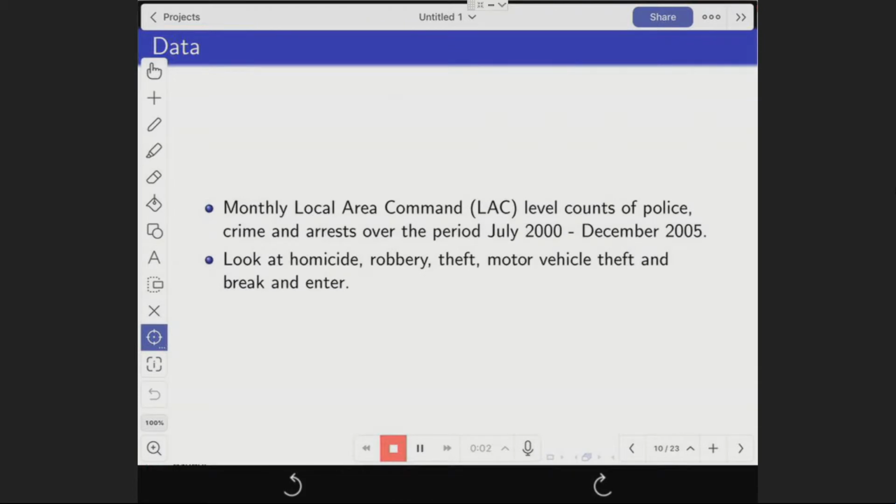Okay, so the data that we use in the study is very simple. We look at monthly local area command level counts. A local area command, as you almost definitely already know, is just a police jurisdiction, of police officers, crime and arrests over the period July 2000 to 2005. Why this period? It'll become clear soon. What crimes do we look at? The same ones I said before. So homicide, robbery, theft, motor vehicle theft, and break and enter.